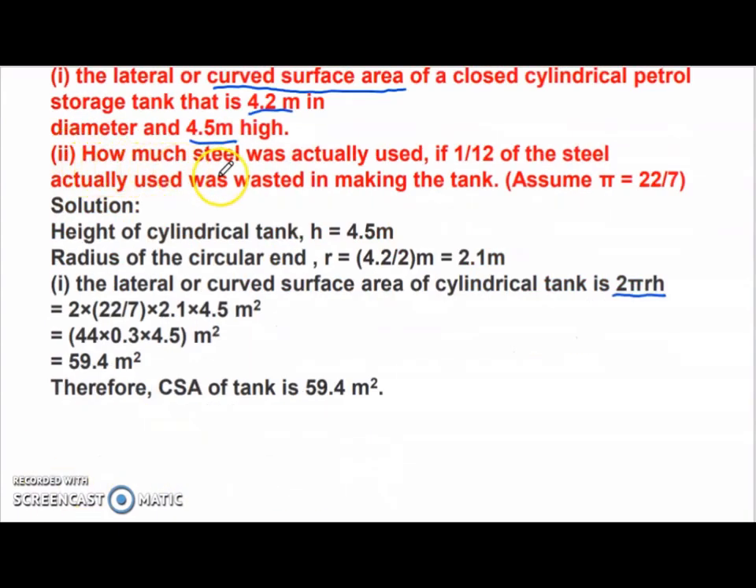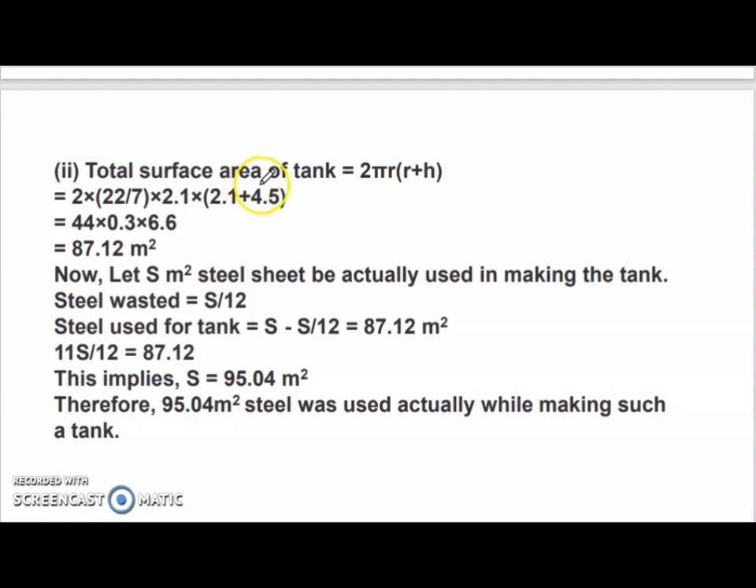In second part, how much steel was actually used, if 1 by 12th of the steel actually used was wasted in making the tank. So out of this, 1 by 12th of the steel was wasted. There was some amount of wastage also that happened. So how much was actually used is what you have to find out. So in the second part, you have to find out the total surface area of the tank. That means the steel that was required completely to make the tank. So it is given that it is a closed tank. So total surface area will be considered here.